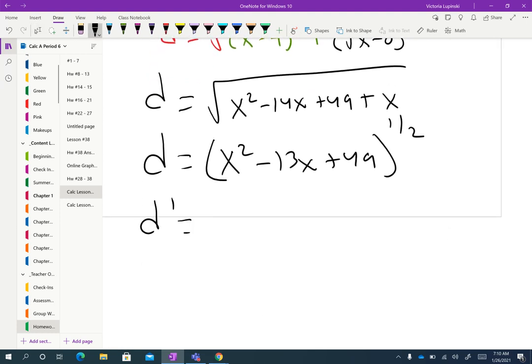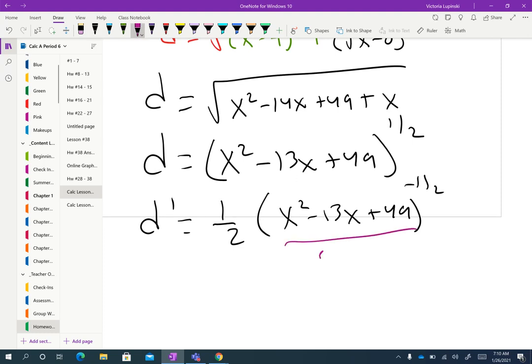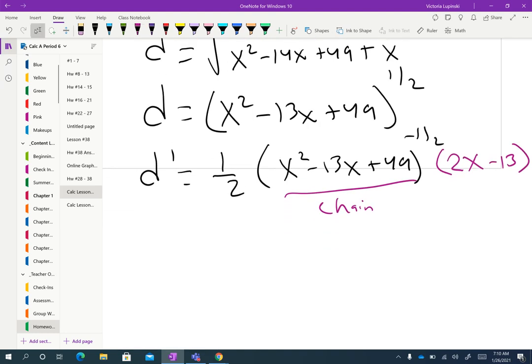So now derivative time. So d prime is equal to, again, bring down the 1/2. That's going to give you x squared minus 13x plus 49 to the 1 less power. Then don't forget the chain rule. And the chain rule would be 2x minus 13. So from here, you're going to set it equal to 0. Then you're going to rewrite it.